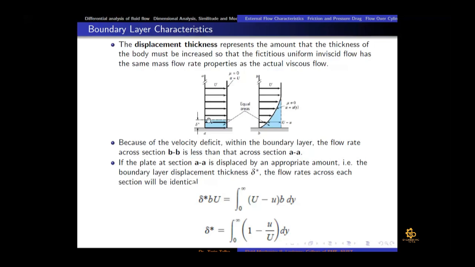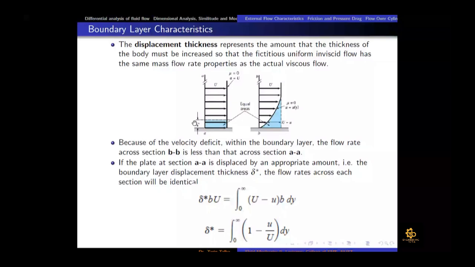So it means that we are equating this shaded region, which is on the left hand side figure, this rectangle, with this, which is a kind of triangular shape. These are the velocity deficit for the boundary layer region, and this is the increase in the plate thickness. So if we want to calculate the mass flow rate which would pass through this displacement thickness, that is very easy.